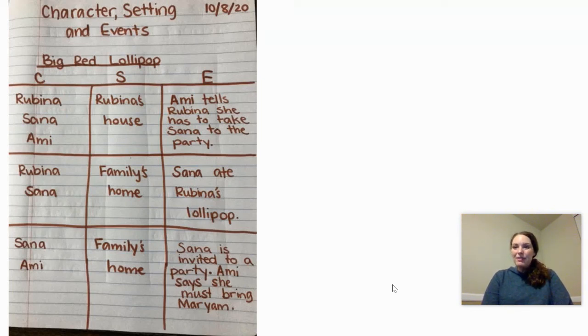So now it's your time to fill out your final row for character, setting, and events. Be sure to remember this comprehension skill as you read your own stories throughout the week, keeping track of who the characters are, where the story is taking place, and the important events in the story. Following these 3 categories can help you better understand the stories that you are reading. Good luck, second graders.